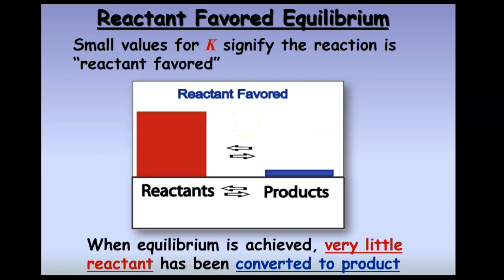It's the same thing. We're just using a different language because we are now looking at the value of K. That means when equilibrium is achieved, very little reactant has been converted to a product. So very little of this is converted, so more reactants are formed. So reactants are favored, so your equilibrium shifts to your left.